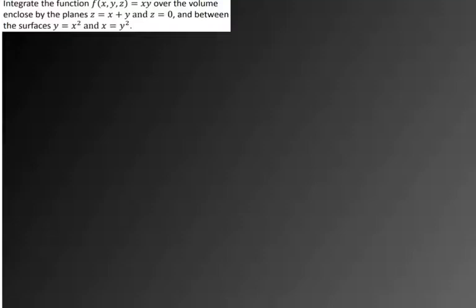So this first one just asks you to integrate xy over the volume enclosed by the plane z equals x plus y, z equals 0, and between the surfaces y equals x squared and x equals y squared. So, a lot going on here. So I'm going to start with maybe these two things.